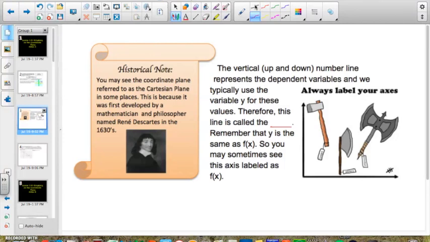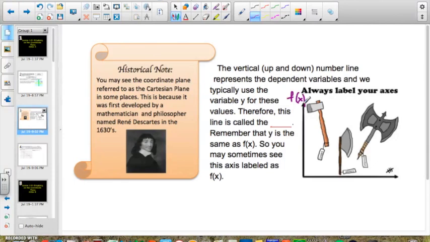Now, if you remember back to lesson 1, we were talking about function notation. We have another name or function that we can use for y. Remember that f of x is the same thing as y. So sometimes at the top up here, instead of seeing a y, you might see f of x or g of x or h of x, whatever that function's name is.